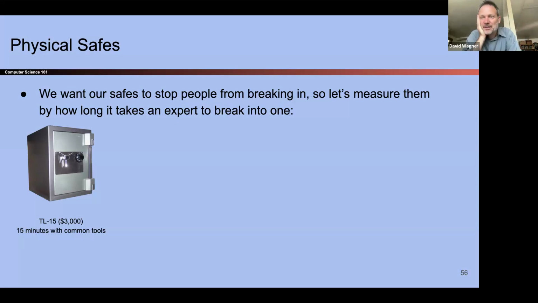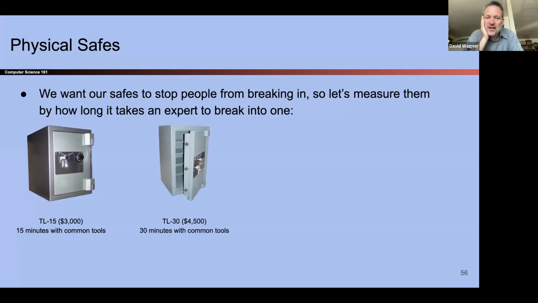So why 15? How do you select a number like 15? It doesn't have to be 15. You can get a safe that is TL30. It's rated that it'll take someone with common tools at least 30 minutes to get in. And as you suspected, that'll cost you more. It's sturdier. Look at the thickness of the door on that thing.